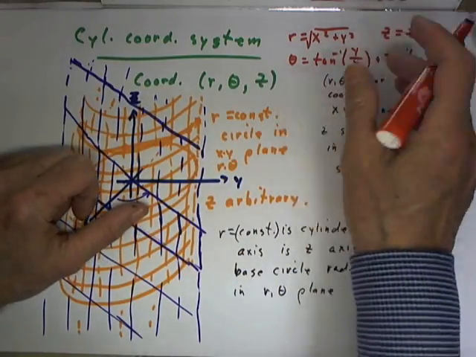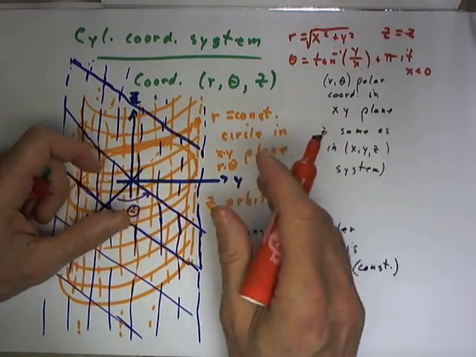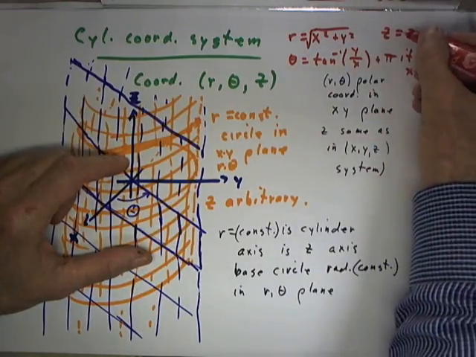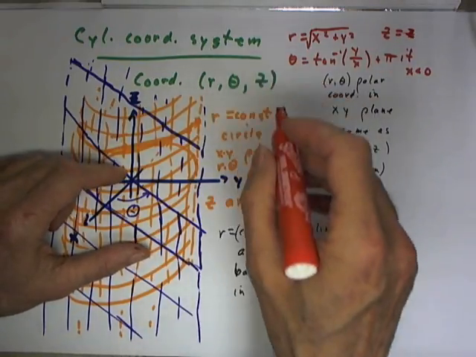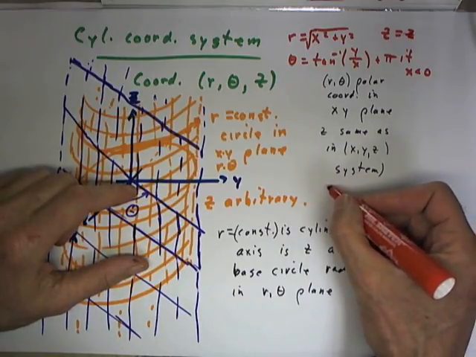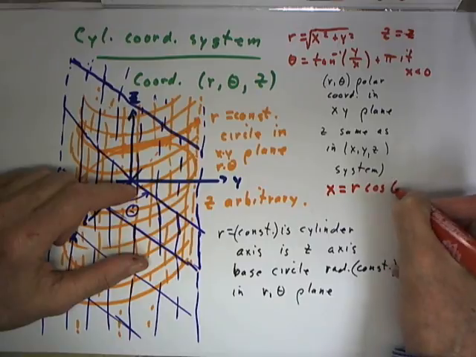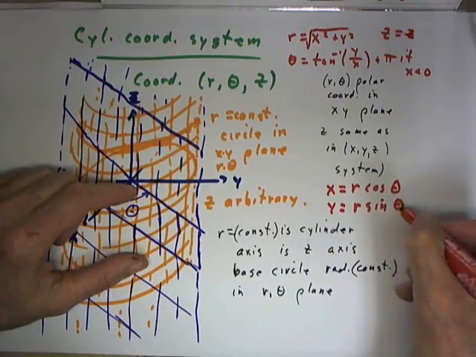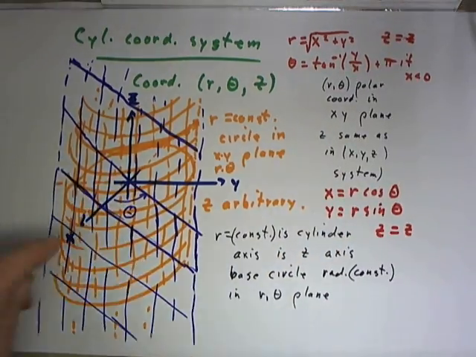If we have the equation of a surface or a curve or anything in the x, y, z coordinates, we can change it to r theta z coordinates by this transformation. And similarly, if we have the r theta z coordinates, it's easy enough to get the x, y, and z coordinates. x equals r cosine theta, y equals r sine theta, and again, z is just plain z.